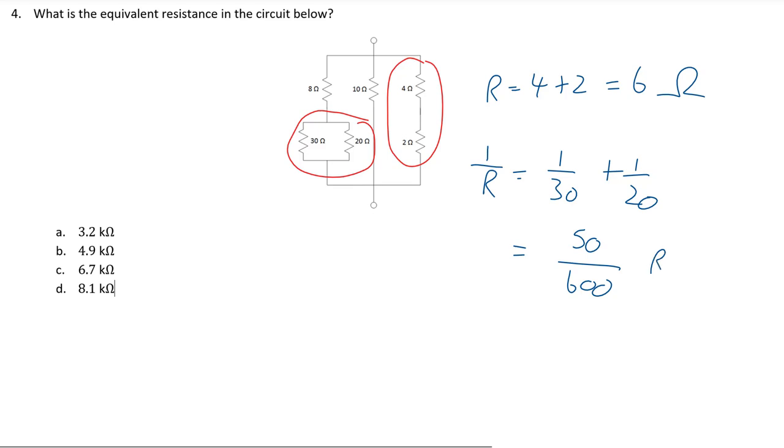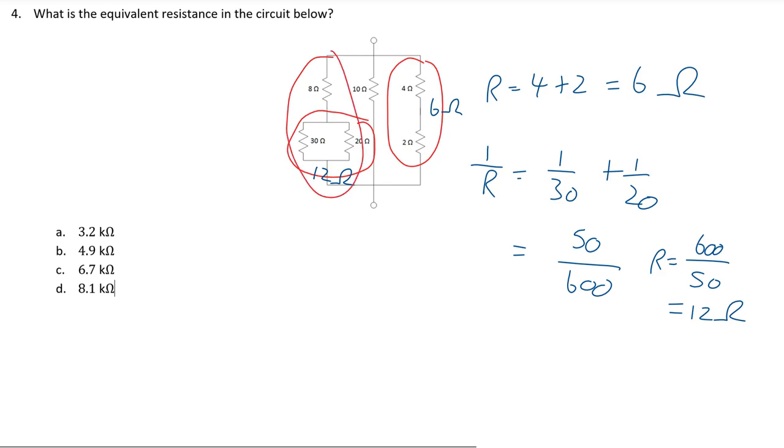Therefore, 1 over the total resistance of these two resistors is 50 over 600. We can therefore invert both fractions and we get that the resistance is equal to 600 over 50, which is equal to 12 ohms. Therefore, the total resistance of just these two resistors on the left is equal to 12 ohms. Note also, as I stressed previously, the total resistance of these two resistors in parallel is less than either individual resistance. The total resistance is 12 ohms, which is less than both 30 and 20 ohms. I have now replaced those two resistors in parallel with one resistor of 12 ohms, which is now in series with the 8 ohm resistor above it.